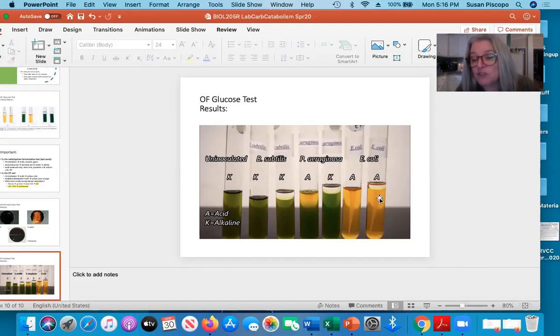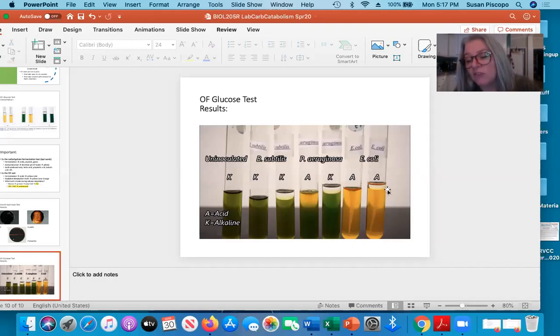So both of these tubes turned yellow. There's acid in both tubes. It's just that the acid in the tube is different one to the other. In the aerobic tube, in the one that's exposed to the air, we know that respiration is going on in here. And remember, in respiration, carbon dioxide gets made, and that carbon dioxide can interact with water and create acid, create carbonic acid.